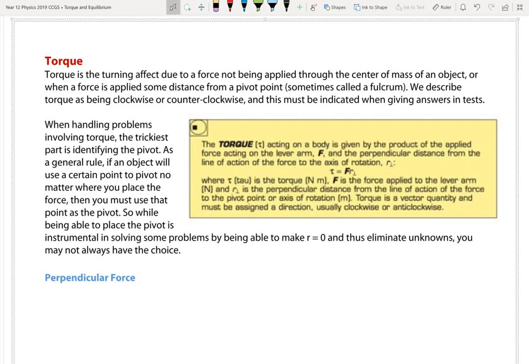So, let's jump straight into the equation. The equation for torque is R times F.